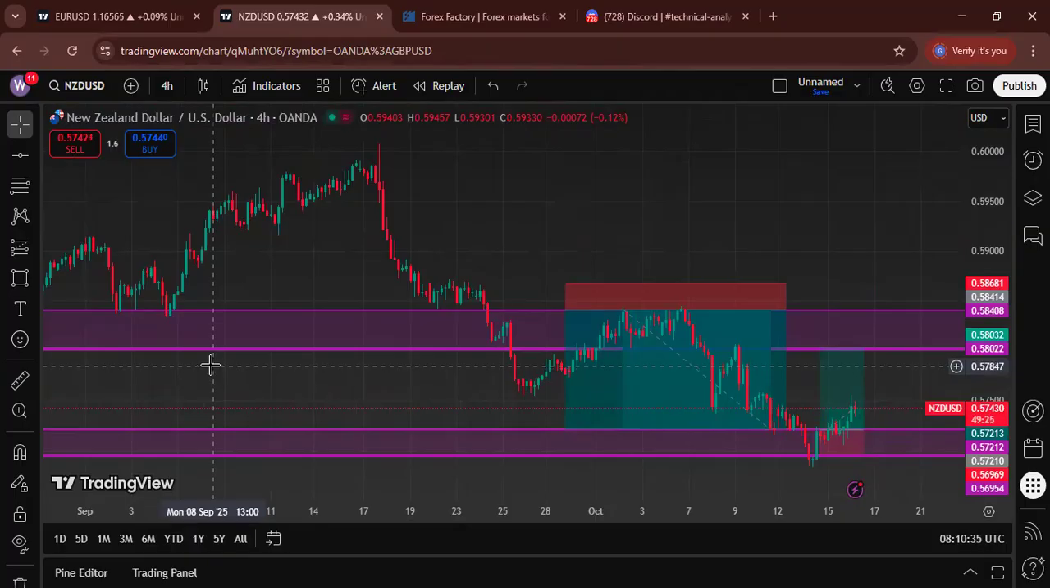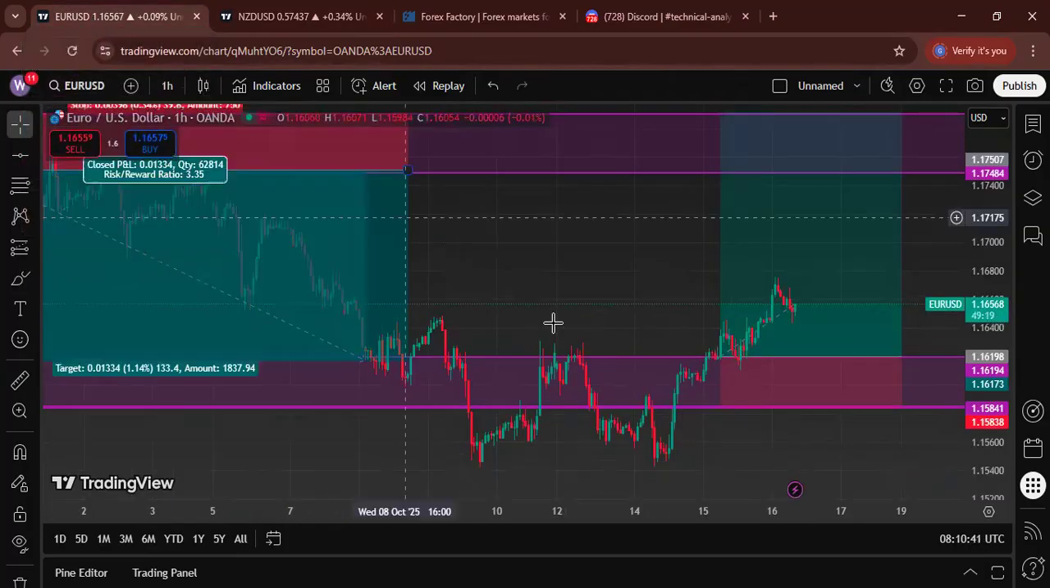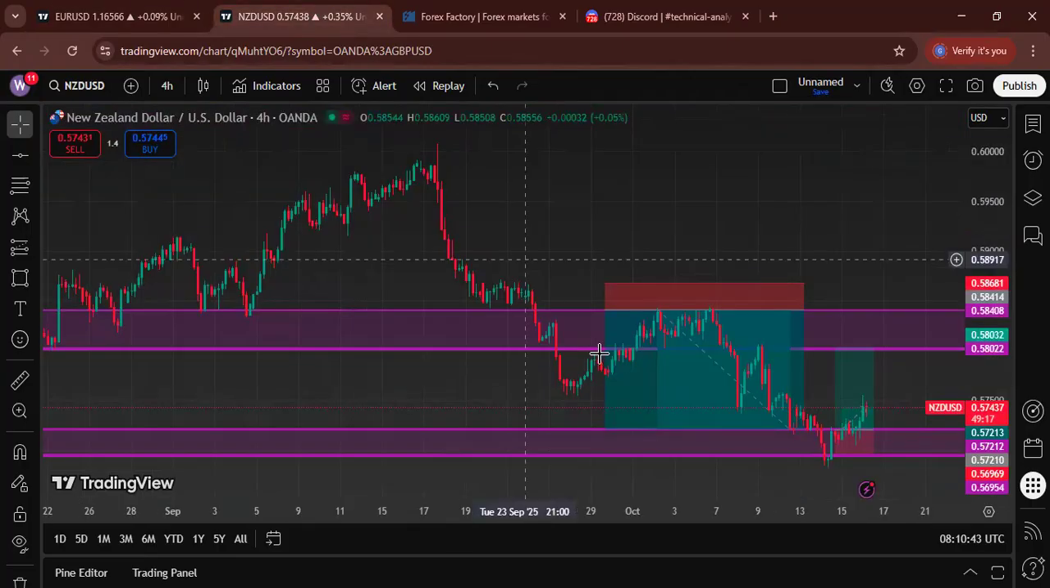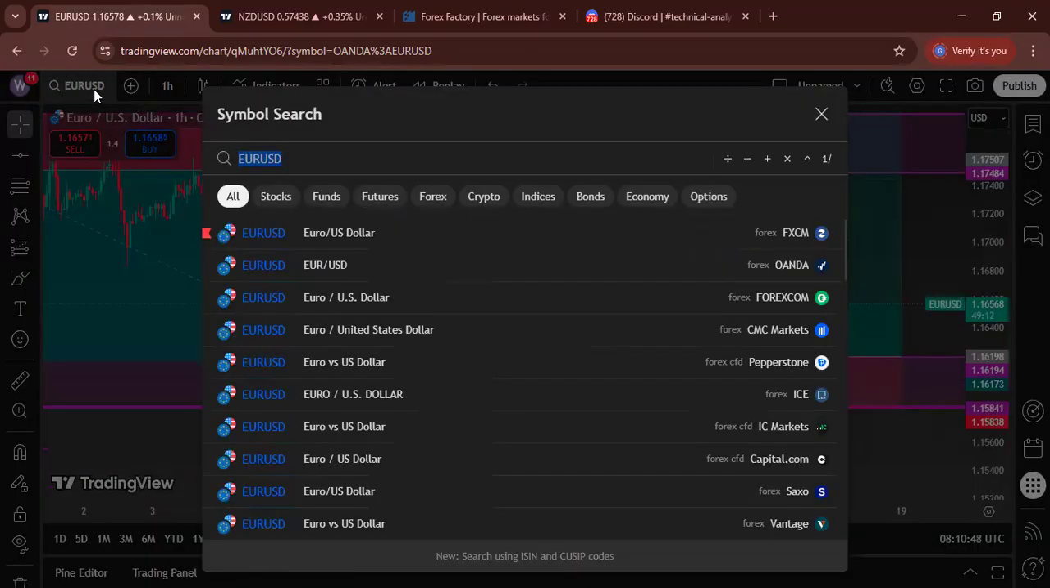So we have that. This is NZDUSD. You can see Euro is already pushing higher. Then have a quick look at USDCHF.